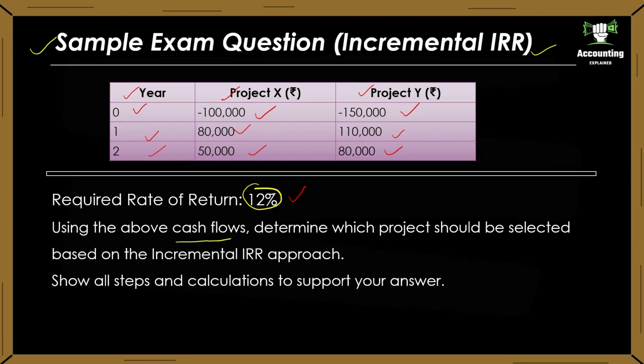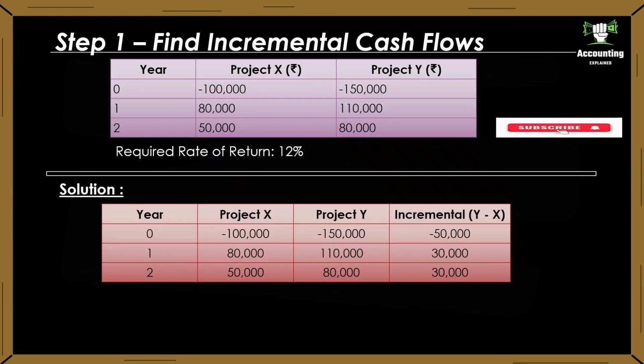Using the above cash flows, determine which project should be selected based on the incremental IRR approach. Show all the steps and calculations to support your answer. So we have now all the details. Let's calculate incremental IRR together. Step 1 is to find out the incremental cash flows. So this is the question given. And the solution is as follows.